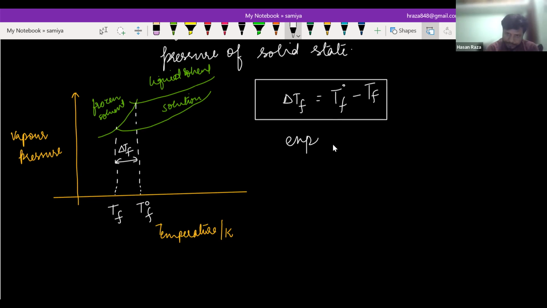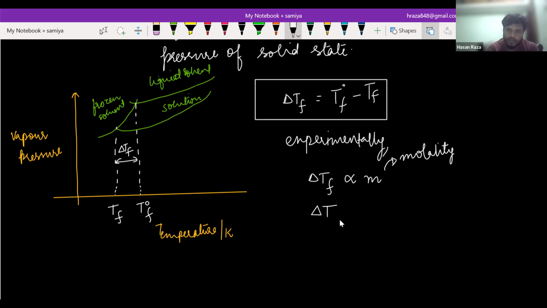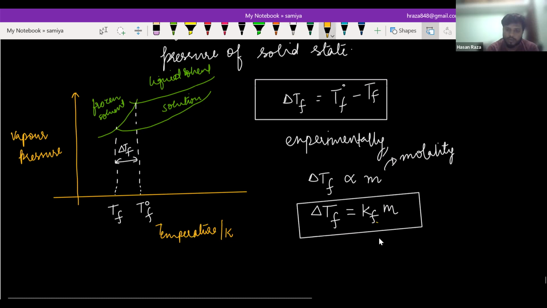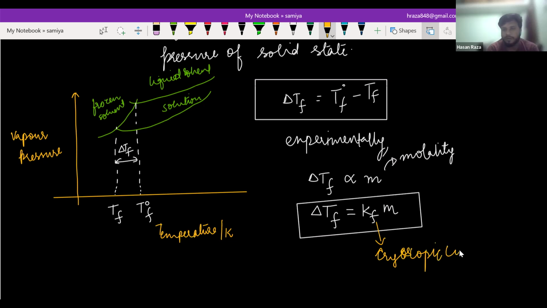And experimentally, delta TF is directly proportional to molality in the same way as the previous one. This small m represents molality. And if we remove the proportionality sign, we will have Kf, that is the cryoscopic constant, also known as the molar depression constant.